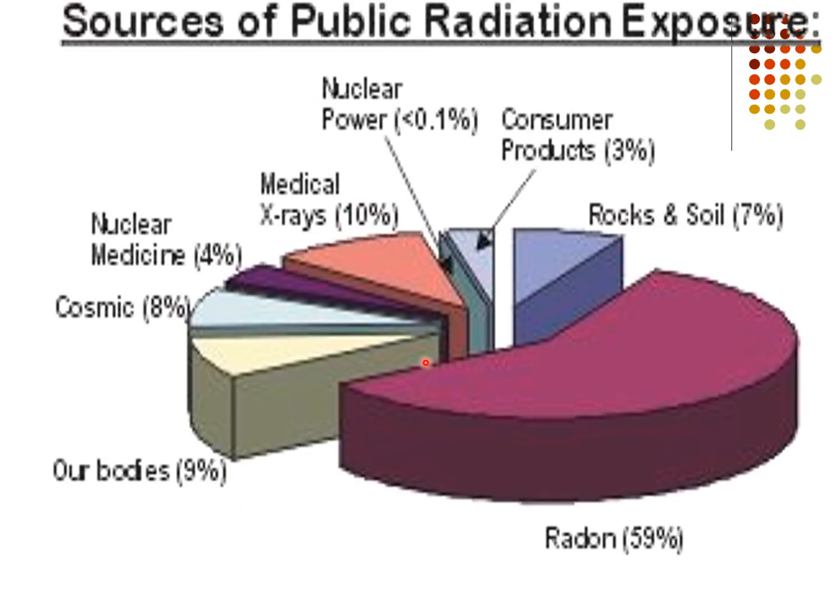In terms of percentage, if you see here, radon 59%, our body 9%, cosmic rays 8%, nuclear medicine 4%. We often take X-rays and other things, no? So medical X-rays 10%, nuclear power less than 0.1%, consumer products 3%, and rocks and soil 7%.